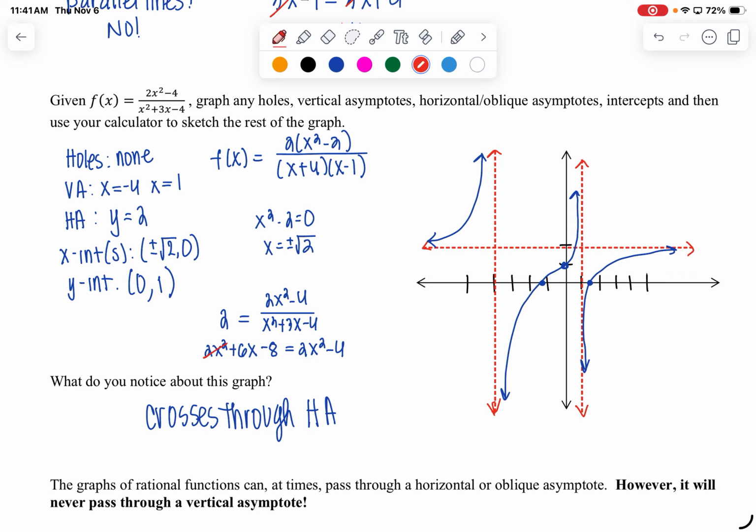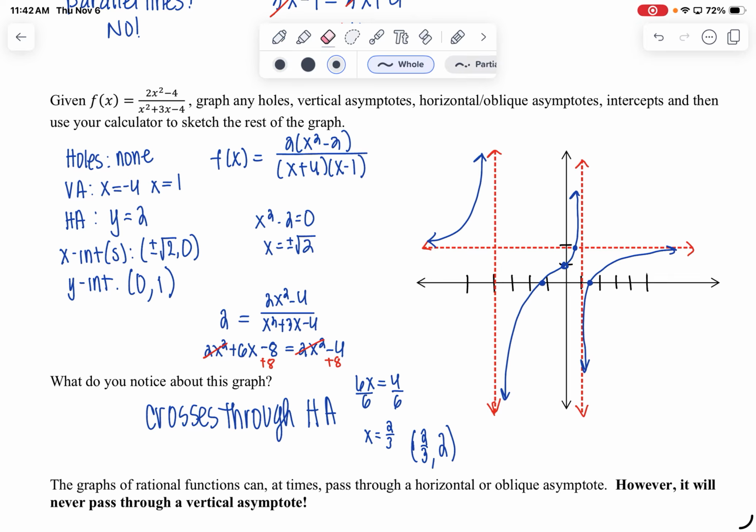So notice it has a 2x squared on both sides. I'm just going to cross those out. I have 6x minus 8 equals negative 4, so I'm going to add 8 to both sides. I have 6x is equal to 4, divided by 6, and I have x is equal to 2/3. So I know that it crosses the asymptote at 2/3 comma the y value, which I already know, it's 2, it's the horizontal asymptote. So at 2/3 comma 2, it crosses the horizontal asymptote, okay?